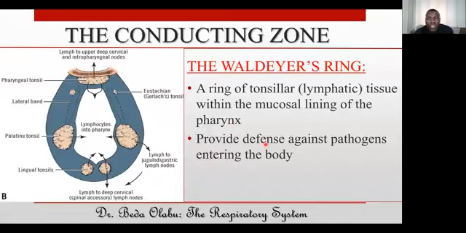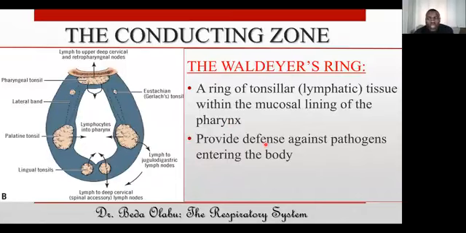Now, what are the names of these lymphatic aggregations? Let me use this image to give you their names. So there's one located here at the roof of the nasopharynx. We call that pharyngeal tonsil. The pharyngeal tonsil is only one. It's located at the roof of the nasopharynx.